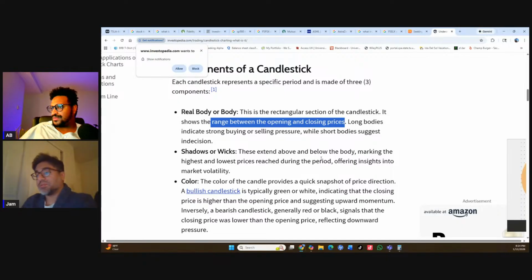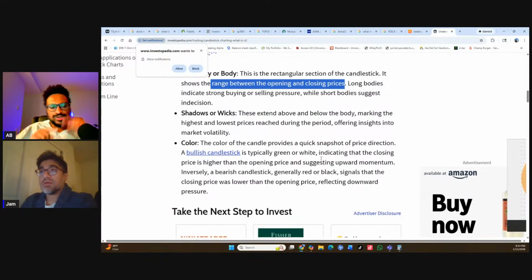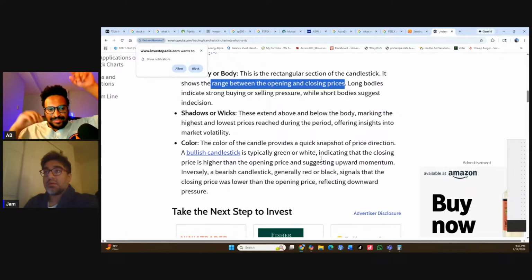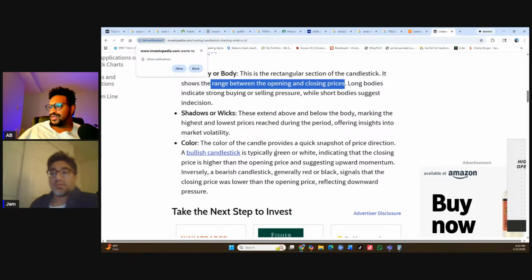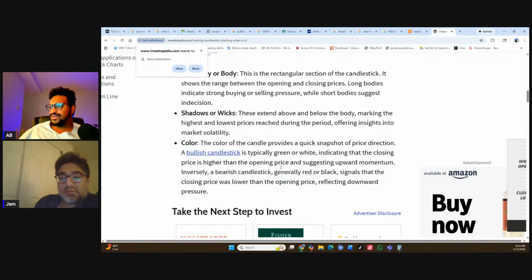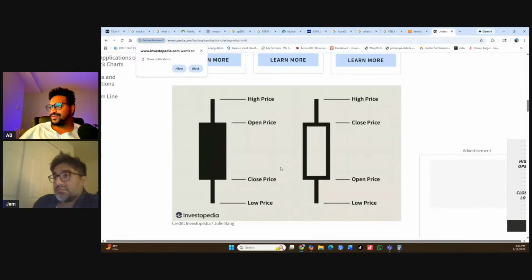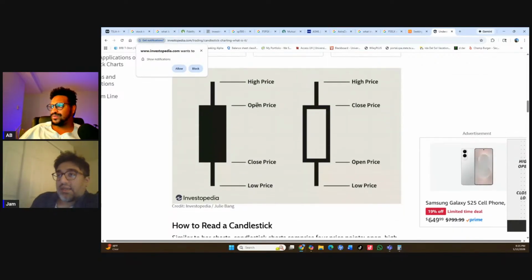God, why do I keep using my laptop keyboard? And then those little lines show you the highest and the lowest it was in that minute period or 5 minute period, whatever. And the color red means it went down. Green is up. So there you go. Open price, close price, high price, low price.